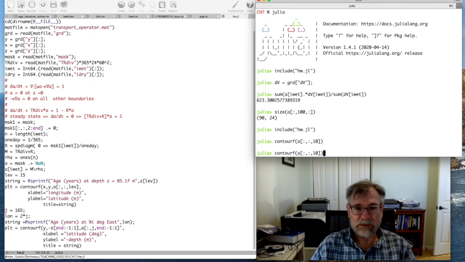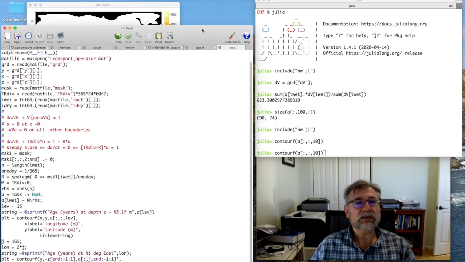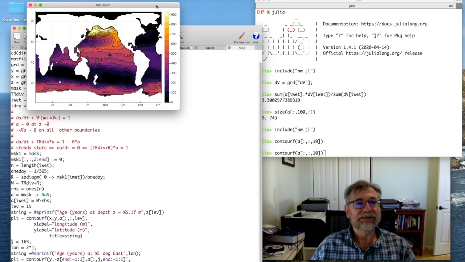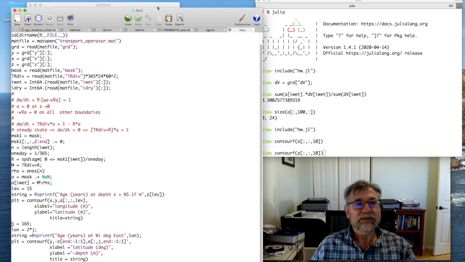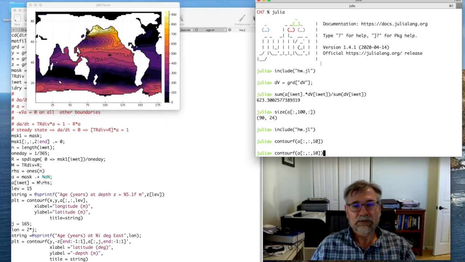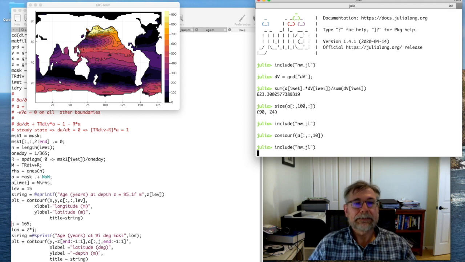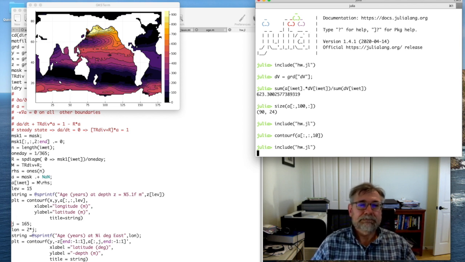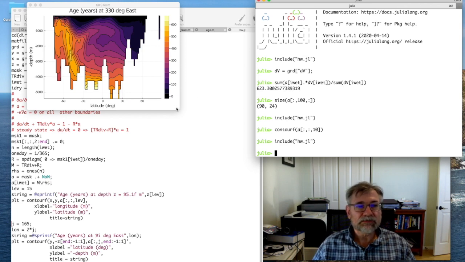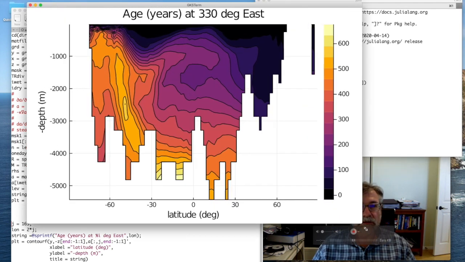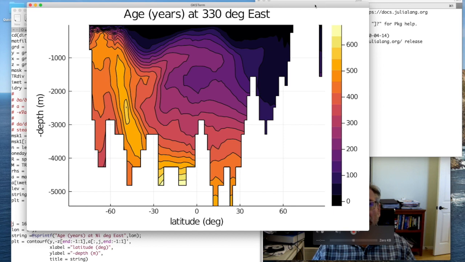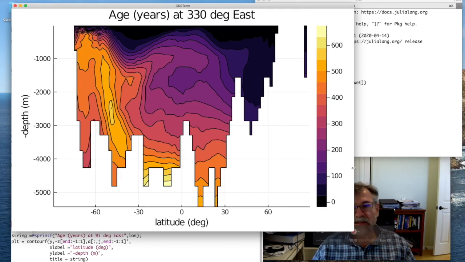let's run it again. Oh, did I kill the plot? No, I didn't. Good. Okay. And include homework. Yeah, and here's the figure. Let's see if I can stretch it. And so we can see the ages in the Atlantic are younger, right?